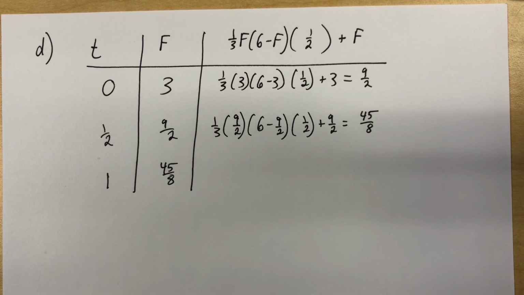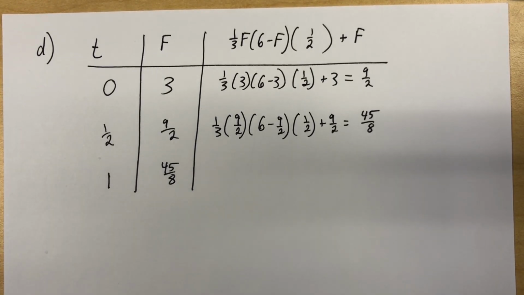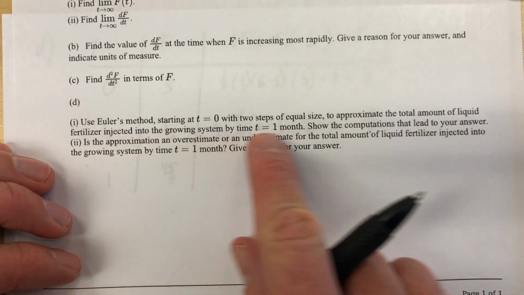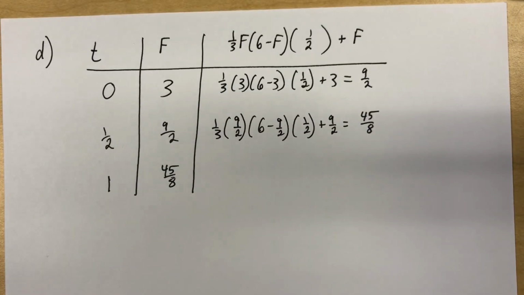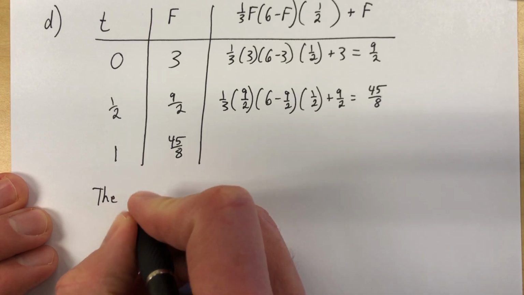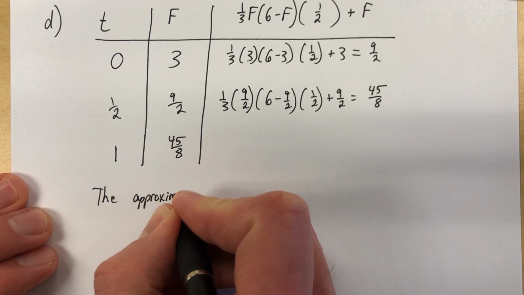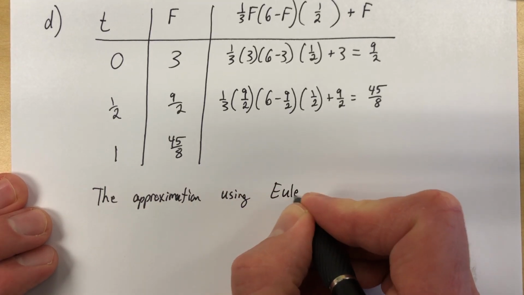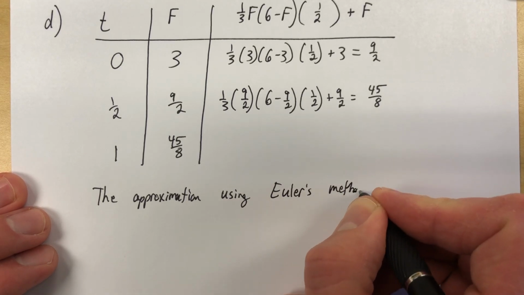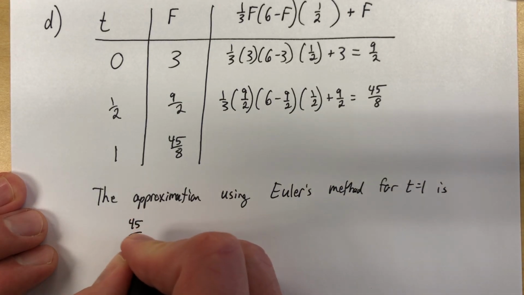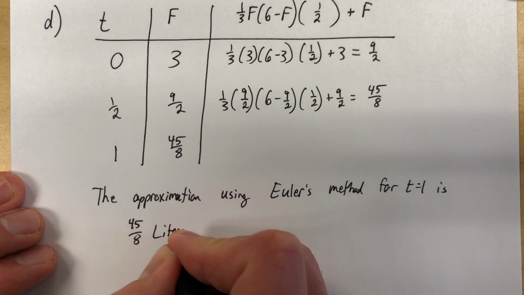All right, so here goes. Let's read the problem again, make sure we understand what it's asking. Use Euler's method to approximate the total amount of liquid fertilizer injected. Done. Show the computations that lead to your answer. I'm reluctant to leave it like this. I really want to give an answer. I want to say, okay, well, the approximation is 45/8. So let's do that. The approximation using Euler's method for t equals 1 is 45/8 liters. All right, fantastic.